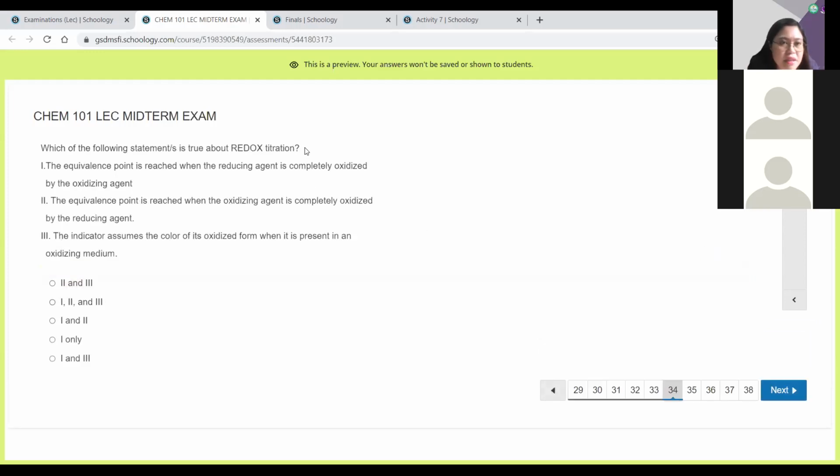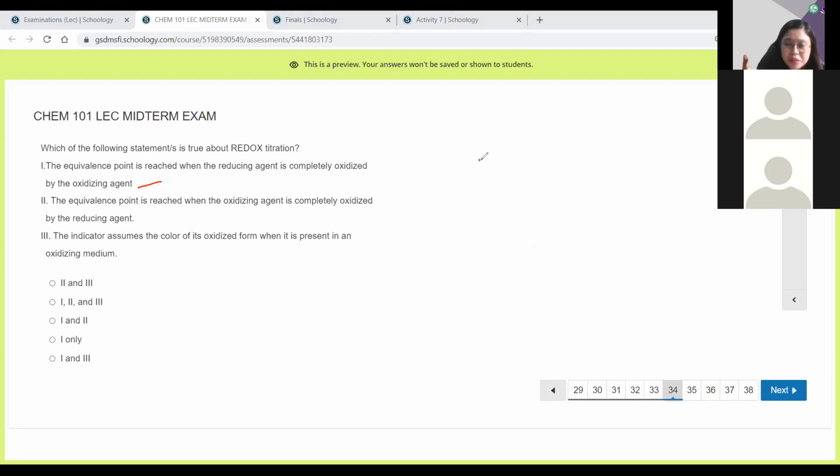Next, which of the following statements is true about redox titration? Wait lang. The equivalence point is reached when the reducing agent is completely oxidized by the oxidizing agent. This is correct. Remember, pag redox reaction, what we are trying to react is an oxidizing agent and a reducing agent. So the oxidizing agent will be reduced and then the reducing agent will be oxidized, the other way around na silang duha.